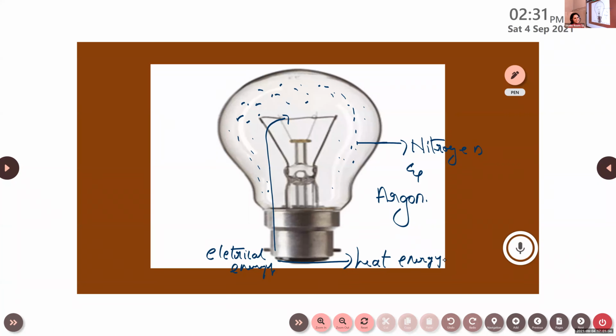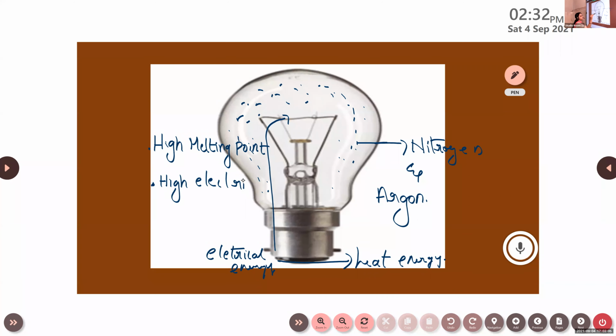Gauri? High electrical resistivity. There are 2 points, because tungsten possesses a high melting point. That is, it takes a large time to melt this filament. The second one, it possesses high electrical resistivity.